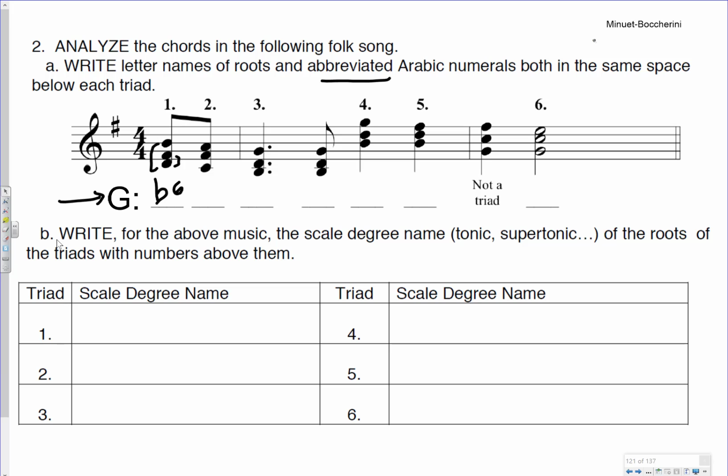It says to write, for the above music, the scale degree name, such as tonic, supertonic, and so on, of the roots of the triads with numbers above them. Well, let's do the first one together. So, for triad number 1, we determined that it is a B minor triad in first inversion. B is the root. Where does B fall in the key of G major? It's the third scale degree. Therefore, triad number 1 is the mediant triad in the key of G major. Good luck, college.